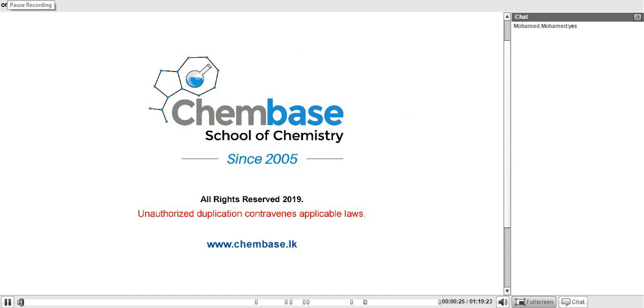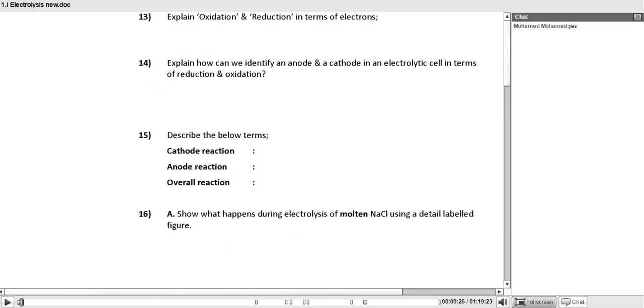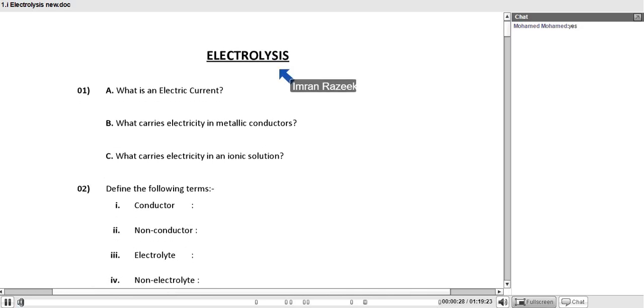Right, today we'll be starting on the final chapter of Unit 1, which is Electrolysis. In this chapter we'll be learning about converting electrical energy into chemical energy. That's what happens in electrolysis.